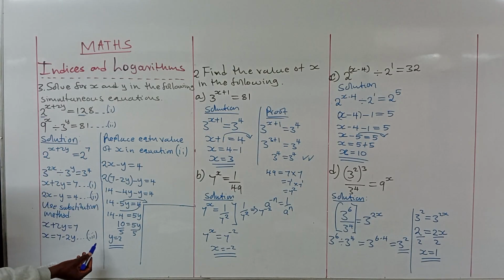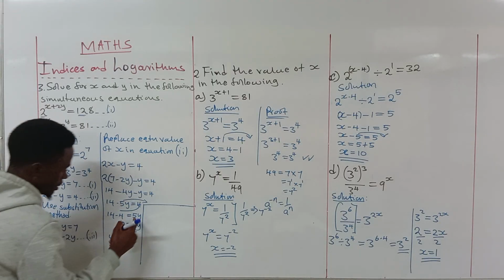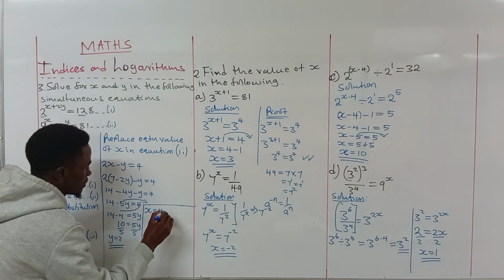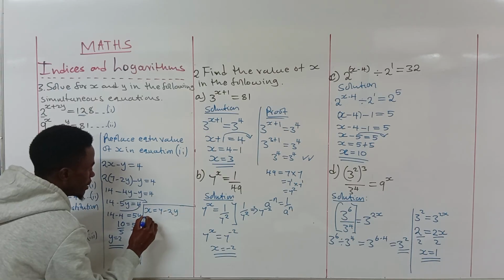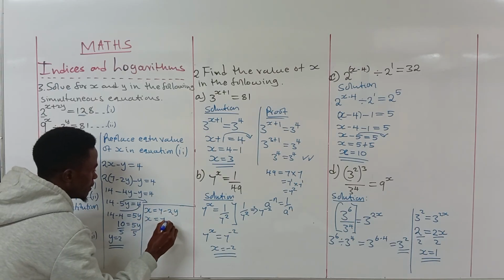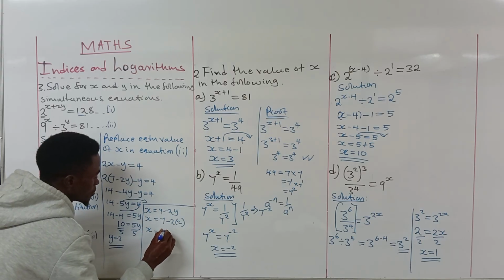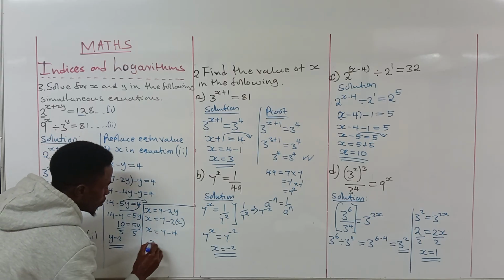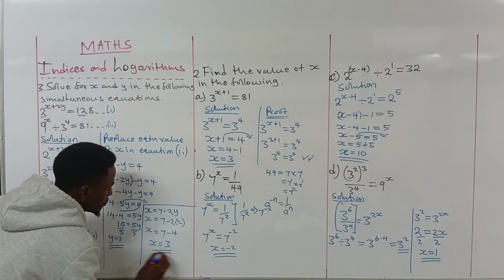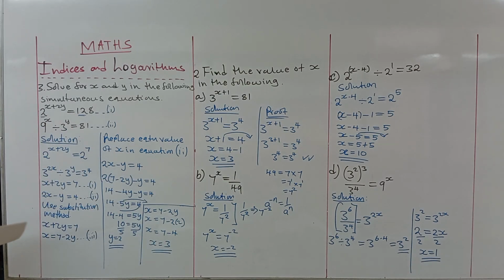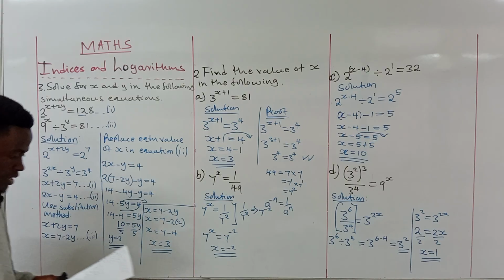On the other end, we are going to now replace the value of y in equation 3. So x is equals to 7 minus 2y. x is equals to 7 minus 2 into 2. So x is equals to 7 minus 4. Our value for x is going to be 3. So that means that we have solved our equations.